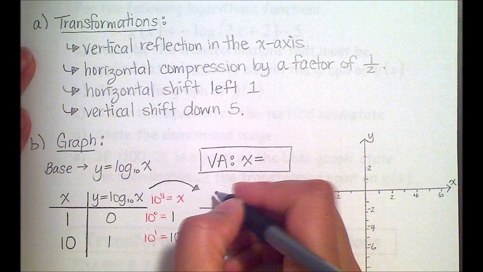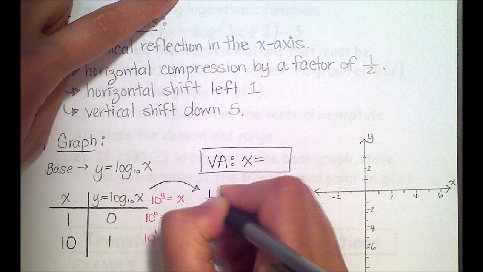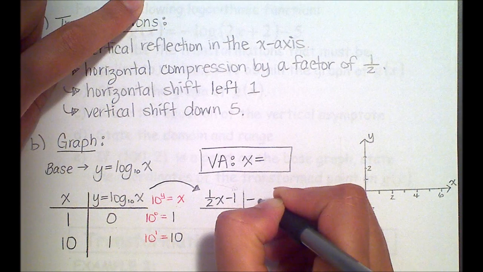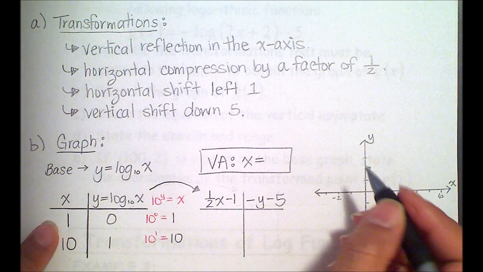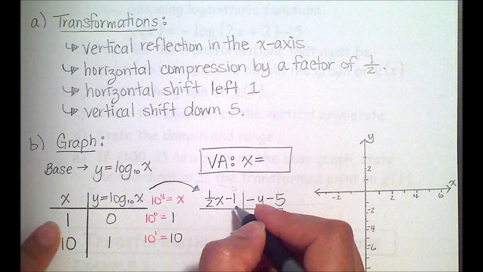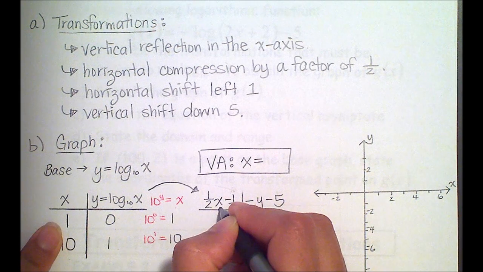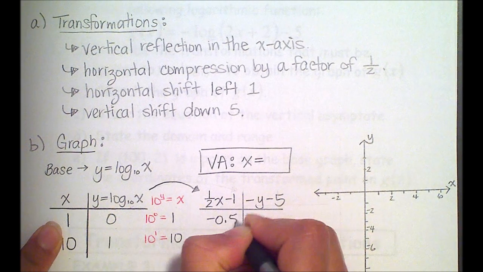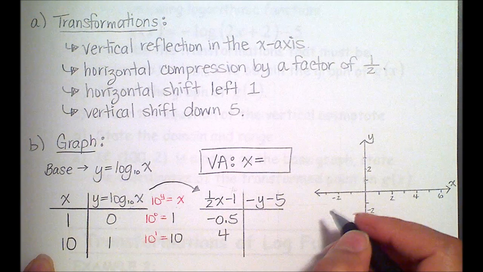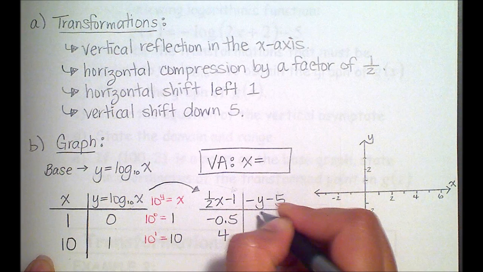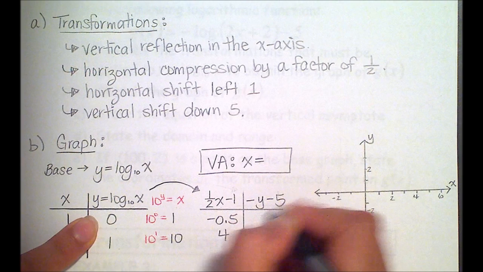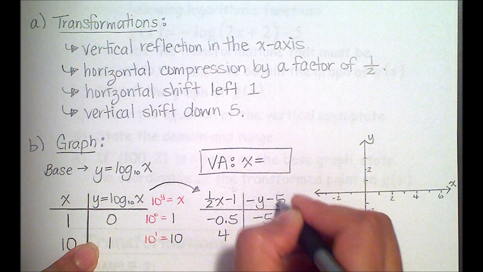And so in this case, my mapping formula is going to be 1/2 x minus 1, and my y values are going to be negative y minus 5. And if I plug in my x coordinates here to figure out my corresponding transformed points, 1/2 times 1 is 1/2, minus 1 is negative 0.5, and 1/2 of 10 is 5, 5 minus 1 is 4. So there's my x coordinates for my new transformed graph. And then my y coordinates will be negative 0 minus 5, which is negative 5, and then negative 1 minus 5, which is negative 6.